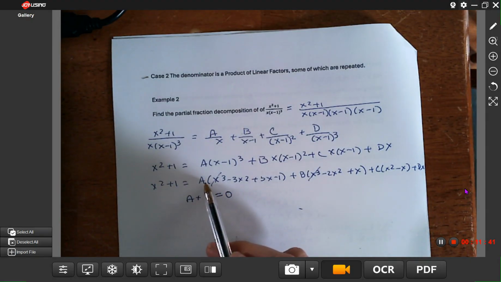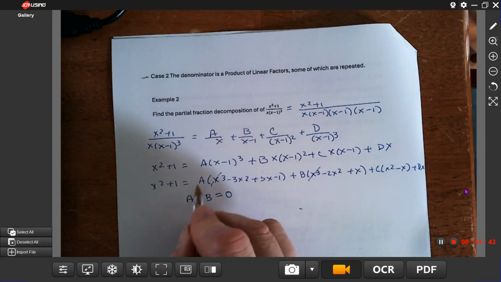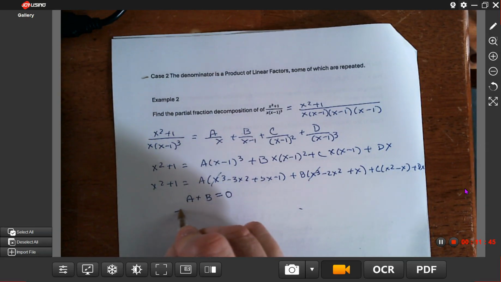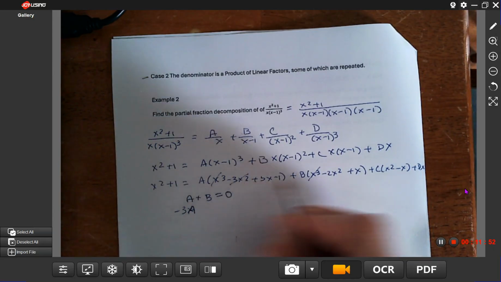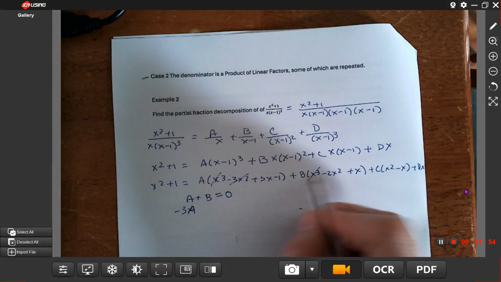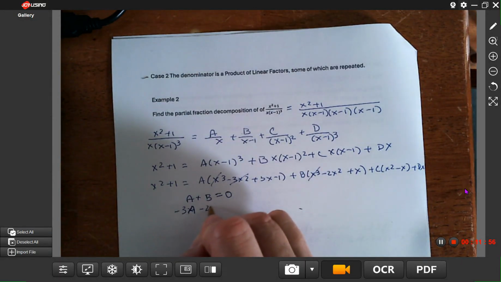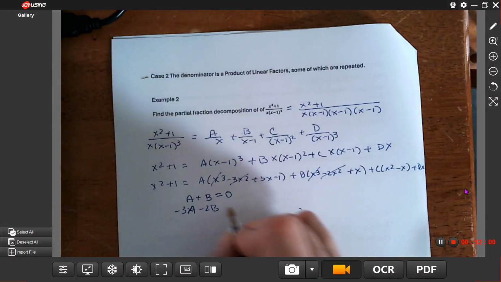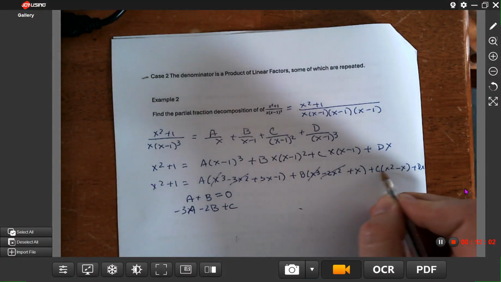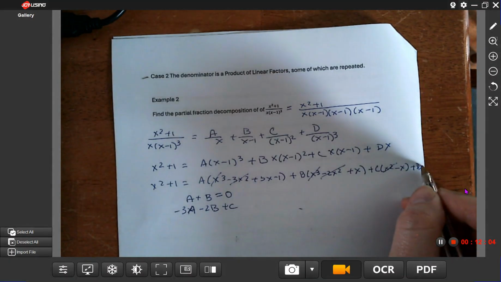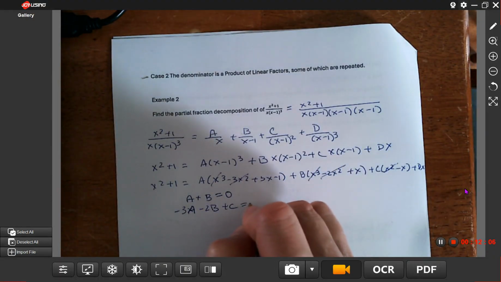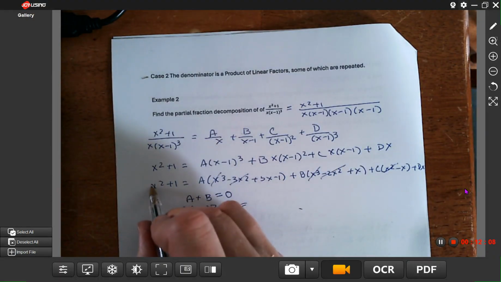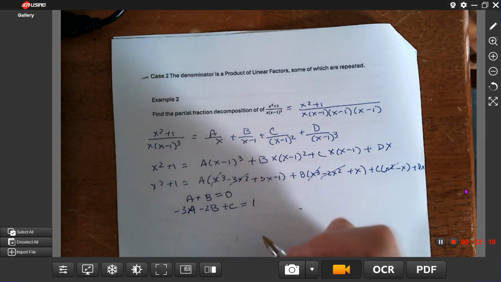And then I have my x squared terms. So I have a times negative 3, so negative 3a times x squared, negative 2 times bx squared, so negative 2b, plus c, so there's one of those, and that one doesn't have an x squared term. So the coefficient on x squared is 1.